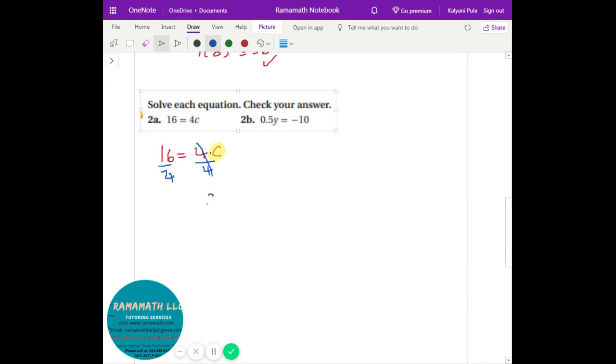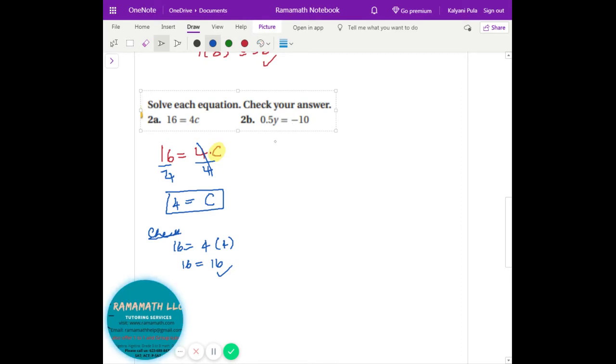So if I cross this out, C equals 16 divided by 4, that's 4. And if you want to check it, let's check. 16 equals 4 times C. C is 4, so 4 times 4 is 16, and this is also 16. So it's good. Okay, so that's the checking.